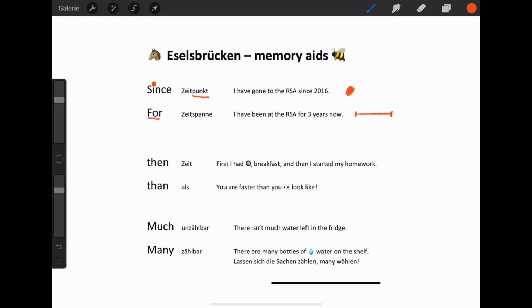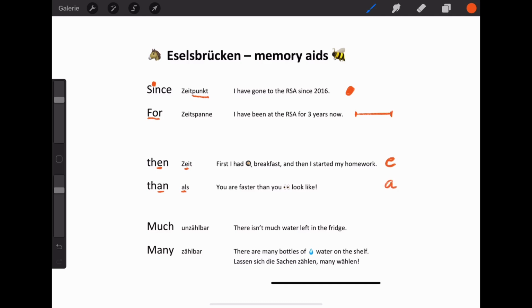The second one, then and than. That's also a classic. You always get mixed up with that, and it's so easy. Look for the E. Zeit has an E, then has an E. Than with an A, als with an A. So you only look for one letter actually, the E and the A.